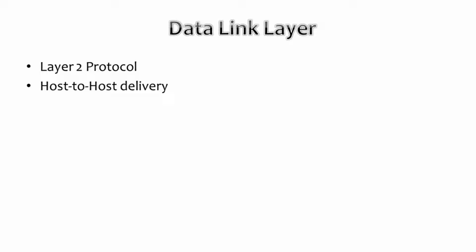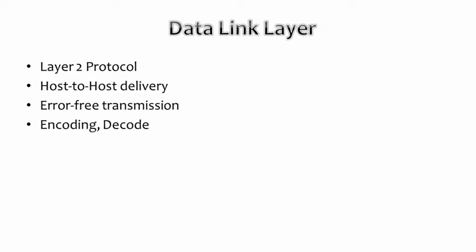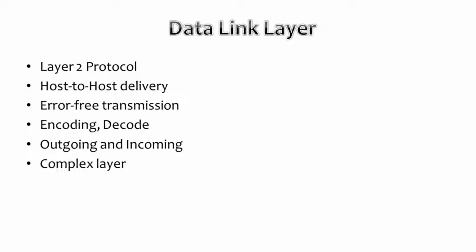As we know, the data link layer is the second layer of OSI and is also called the layer 2 protocol. It is responsible for host-to-host delivery of data, and its major role is to ensure error-free transmission of information. The data link layer is also responsible for encoding, decoding, and organizing the outgoing and incoming data. This is a kind of complex layer, as it sits between the physical layer and the other layers.